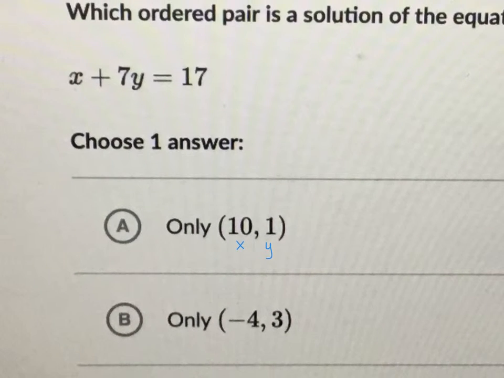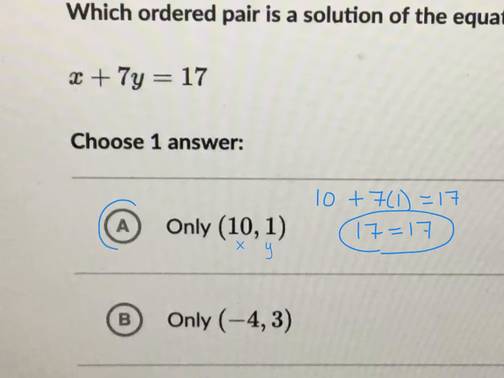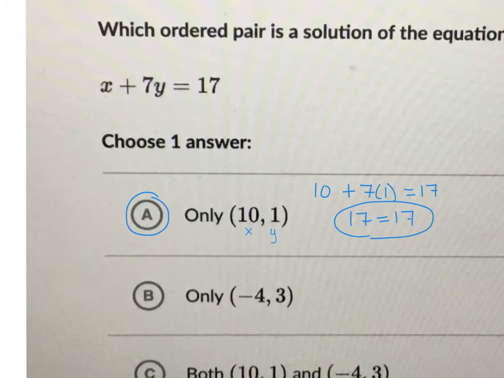Okay? And so when I plug in, I've got 10 plus 7 times 1 equals 17. Well, 10 plus 7 times 1 is 17. And does that equal 17? Yes, sir. Yeah, this is a true statement. And so A is definitely a solution. So let's look at B.